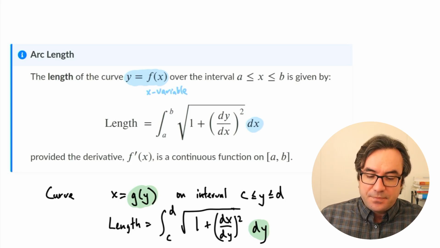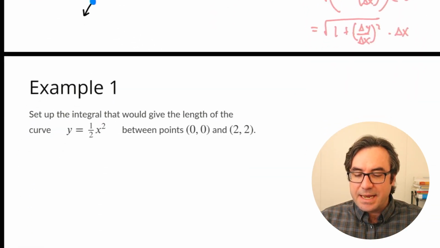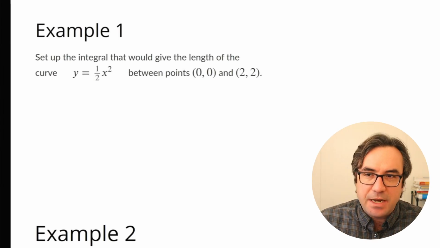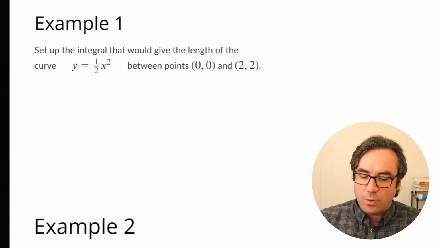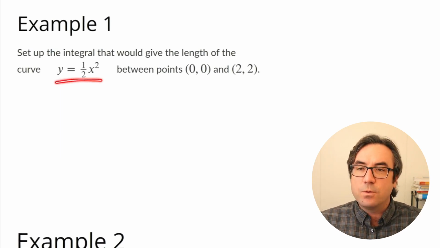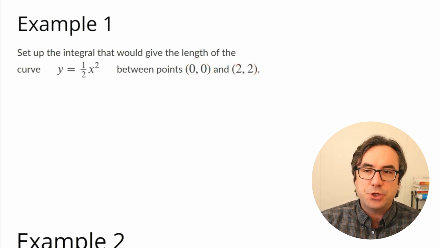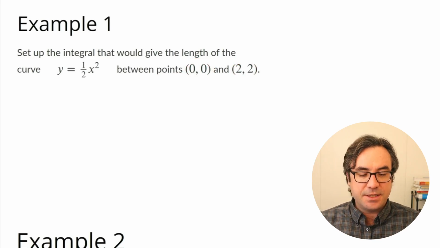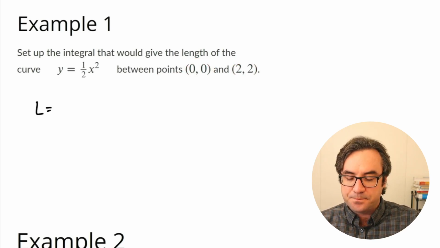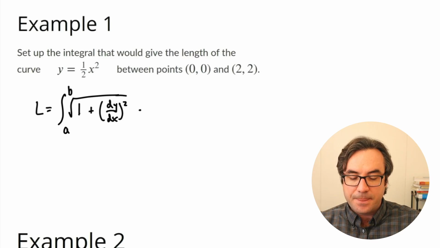All right, so that's a little of the backstory. Let's see a calculation. We're just going to look at example 1, and set up an integral that would give the length of the curve y equals 1/2 x squared, going from the point (0, 0) to the point (2, 2). All right, so let's start by writing our formula down. The length of a curve is the integral from a to b, square root of 1 plus the derivative of y with respect to x squared dx.